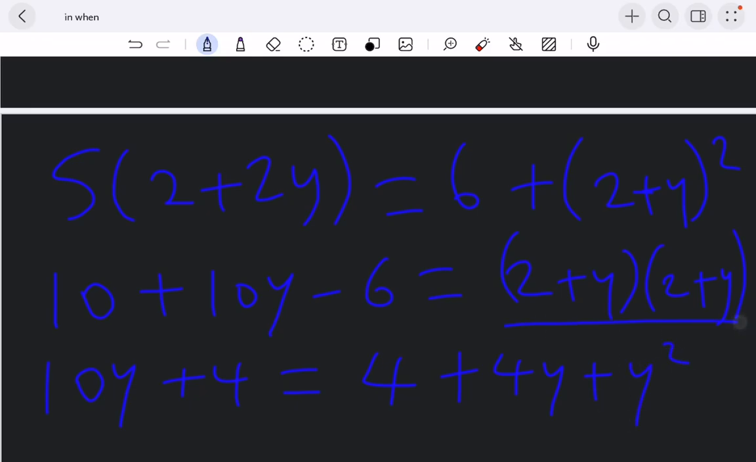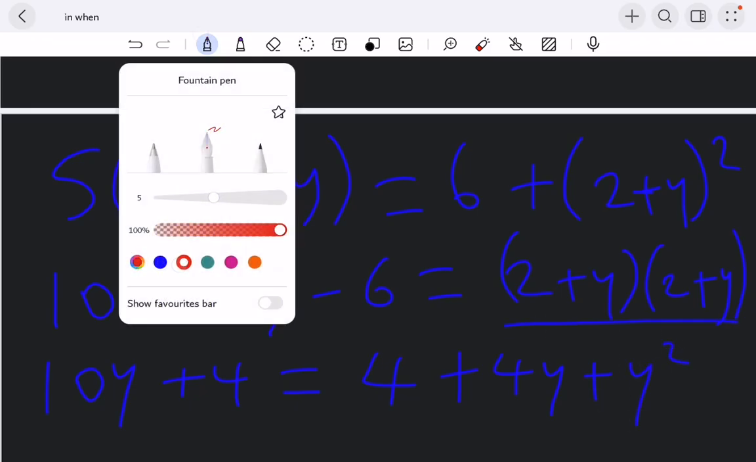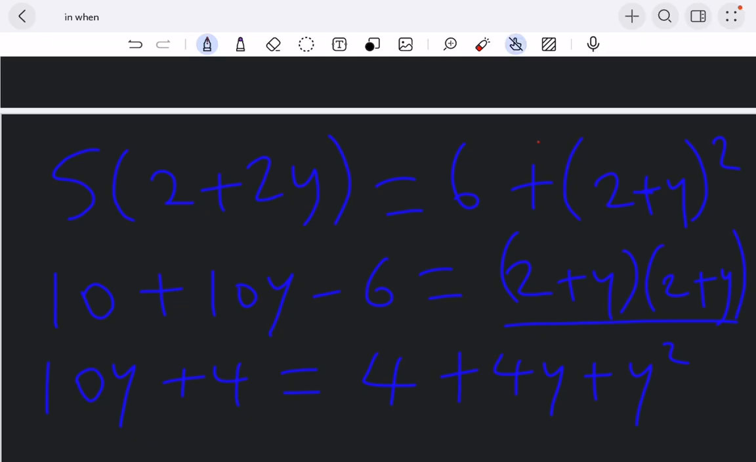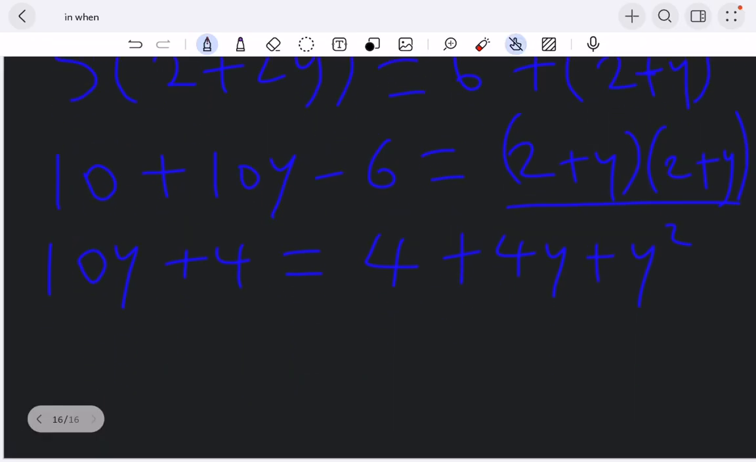So this is the FOIL out of this part. I'm just going to do it a bit quickly because this video is getting a bit long and it's going to be hard to upload on YouTube. All right, so this is on the left hand side. I'm just going to put 0 and bring everything to the right.